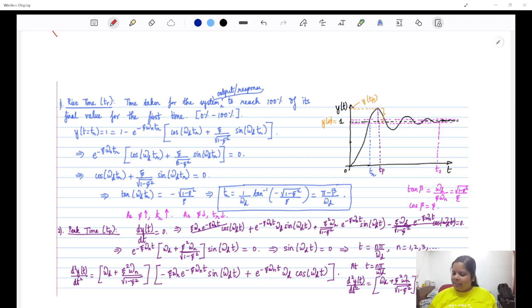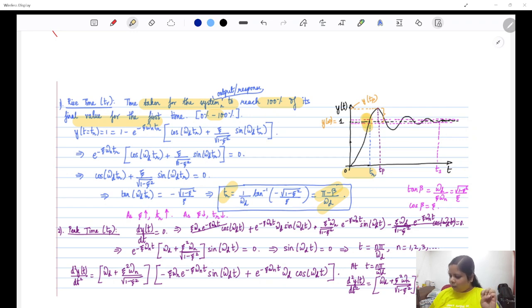So firstly, let's see what is rise time. Rise time is basically the time taken for the system to reach 100% of its final value for the first time. So you can see here in the response, the system is reaching the final value, which is the steady state value of 1, for the first time here, so this is called the rise time. Wherever it hits the steady state value for the first time is the rise time of the system, and it is denoted by tr. So how do we define tr? tr is defined as pi minus beta upon omega d.